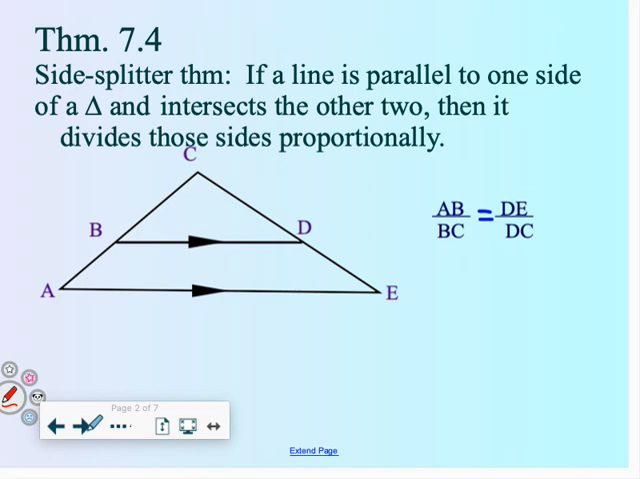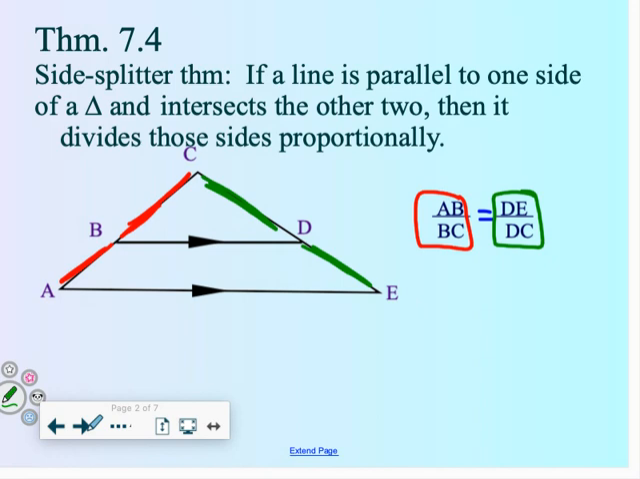So to start, what is the side splitter theorem? It says if a line is parallel to one side of a triangle and intersects the other two, then it divides those two sides proportionally. So what it's stating is that right here, AB over BC, or flipped around, BC over AB, is going to be proportional or equal to DE over DC. Also, that could be flipped as well. It could have been DC over DE if the first one was flipped.